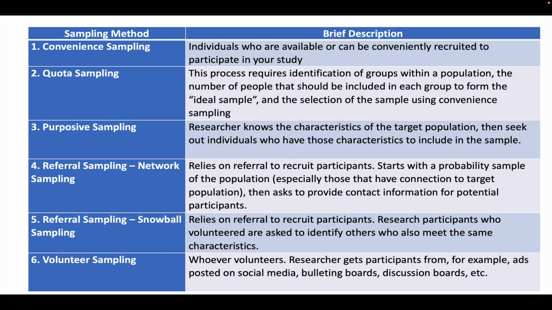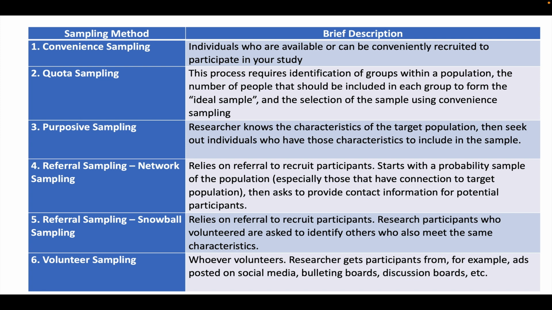Then we have sampling method. Convenient sampling is individuals who are available and can be conveniently recruited to participate in your study. This is a lot of how sampling is collected. Quota sampling is the process that requires identification of groups within a population, the number of people that should be included in each group to form the ideal sample, and the selection of the sample using convenient sampling.